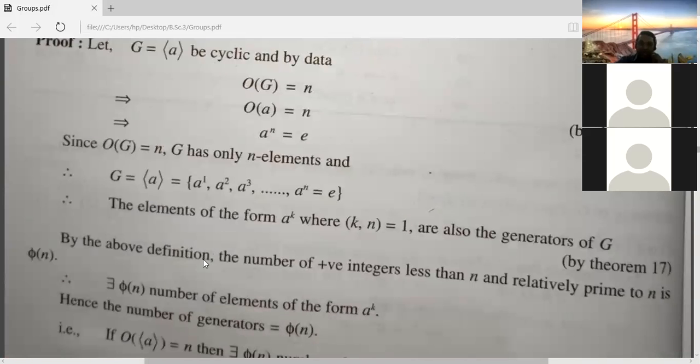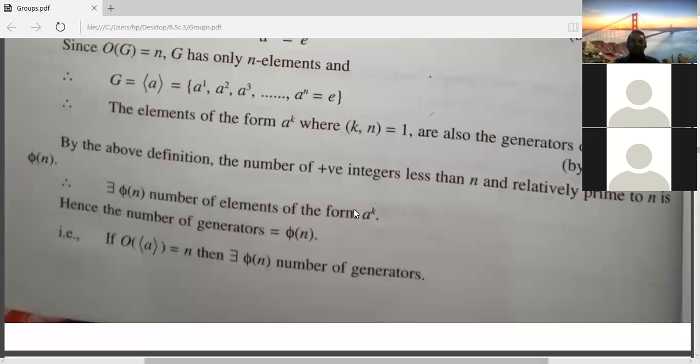That's why we are writing here: the number of positive integers less than n and relatively prime to n is phi of n. Now, the number of generators is equal to phi of n. The order of the group, that is the order of a, is equal to n. Then there exist phi of n generators.